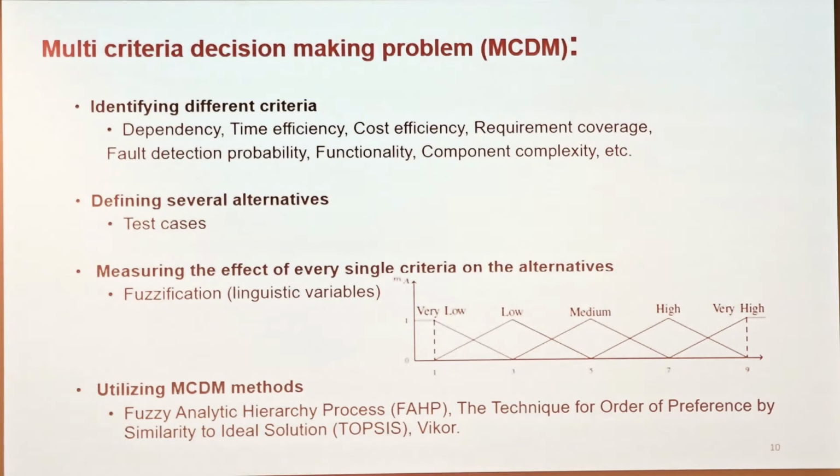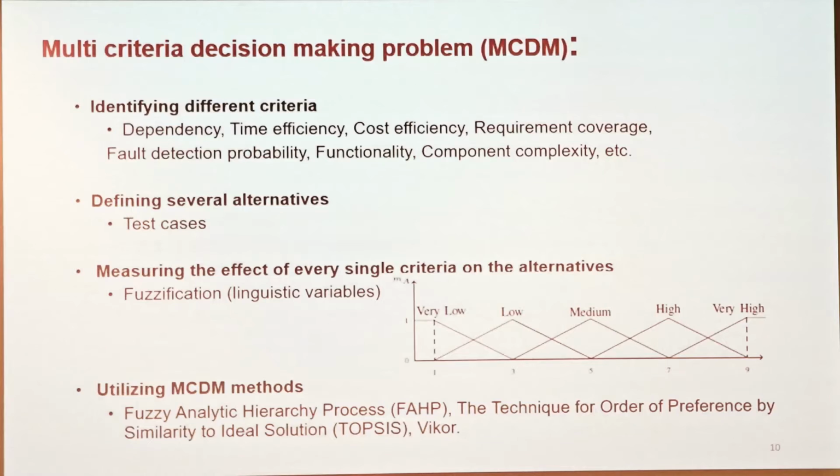The boundary for linguistic variable in this problem is between very low and very high, but you can change it. And if you just answer, for example, what is the complexity for a system, how important is functionality for you, and what is the time efficiency with some linguistic variable, for example, low or high, we can prioritize these cases.